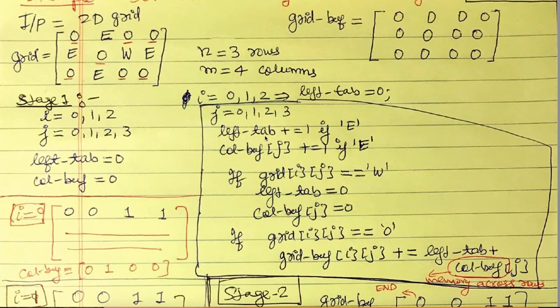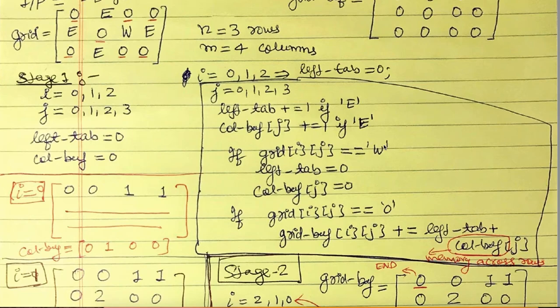I will increase the value of left tab by 1. So left tab is a temporary variable, it is increased by 1, and the column buffer, that column buffer j, is also increased by 1. So if I found an enemy here, basically column buffer corresponding to the first component becomes 1, from 0 to 1. So left tab and corresponding column buffer increase by 1 if we found an enemy.